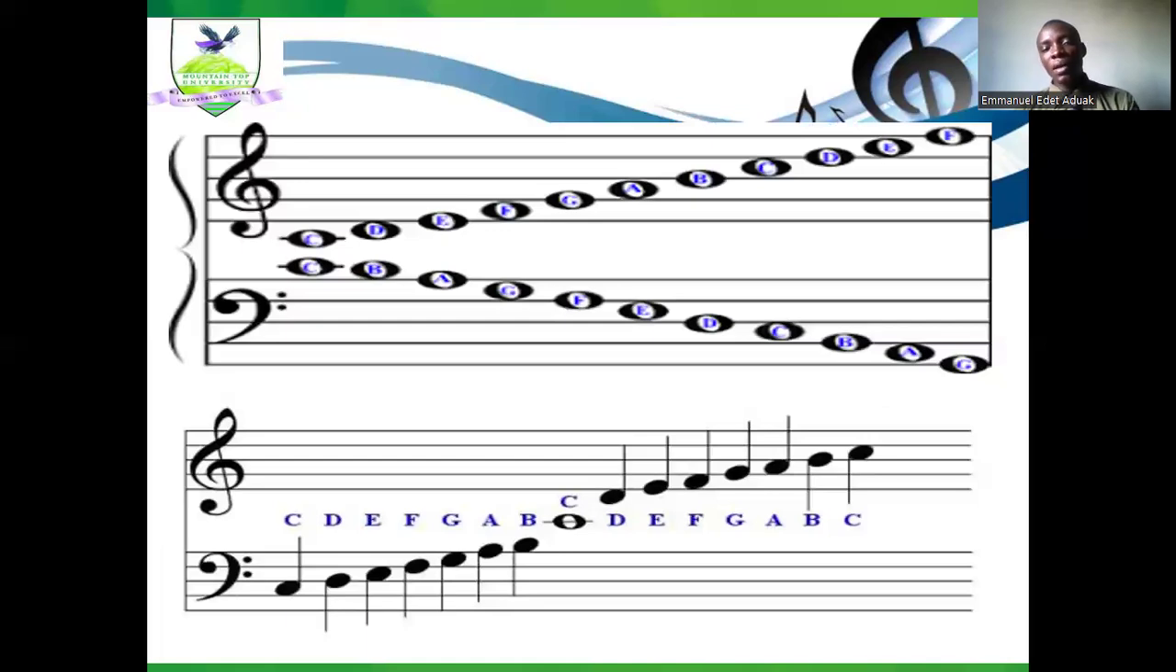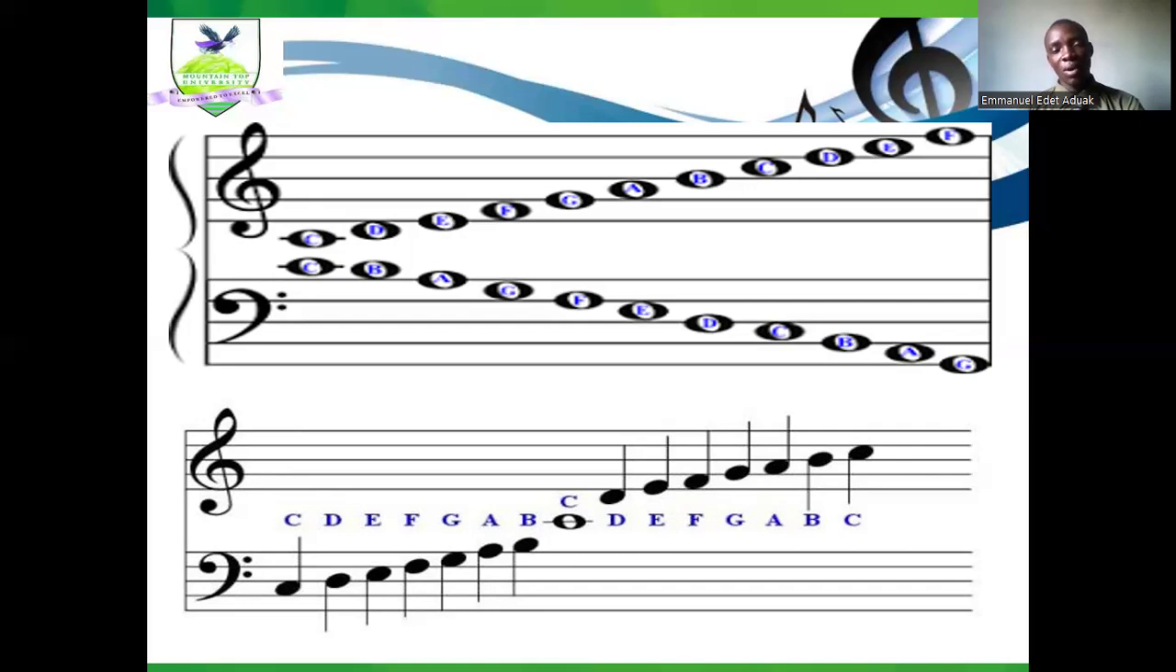Now, it is very important to combine the letter names of both the treble staff and the bass staff in relation to the imaginary line of the middle C. So now we will look at the staff on the screen. So the line of the middle C, after the line of the middle C, we have a space. Then after the space, we have line 1 treble staff. Go to line 1 treble staff.